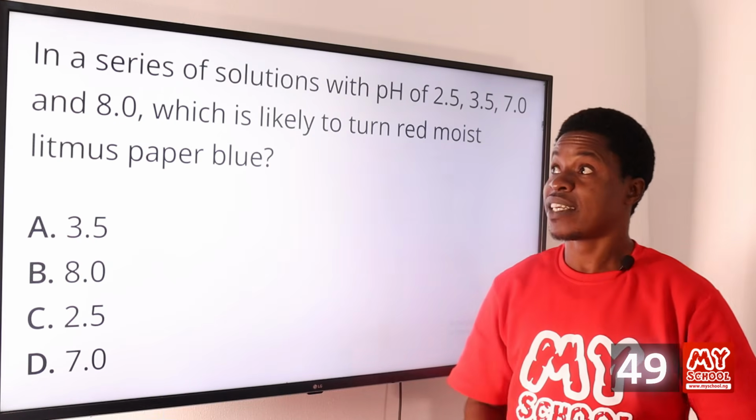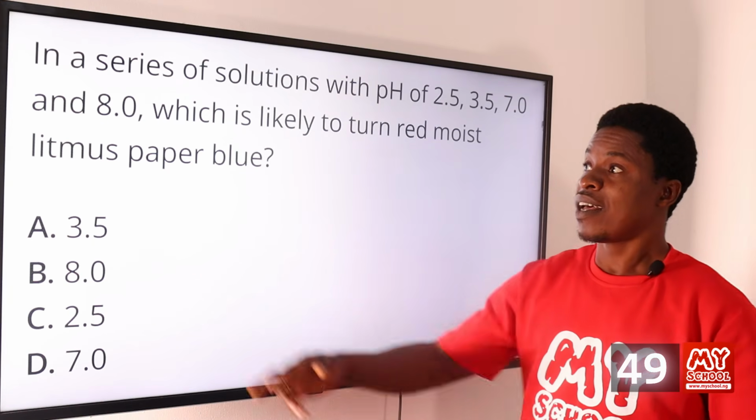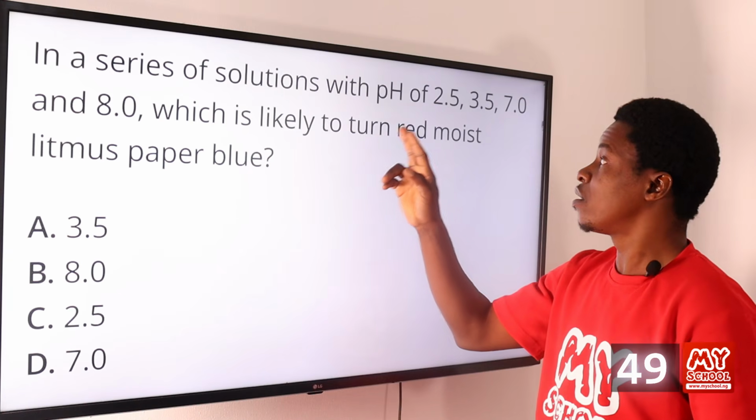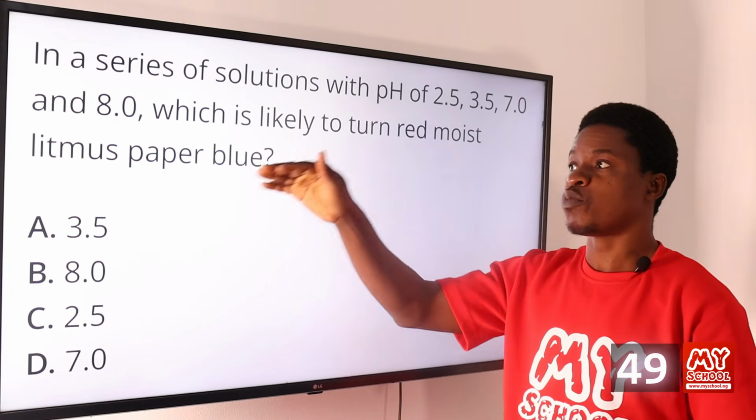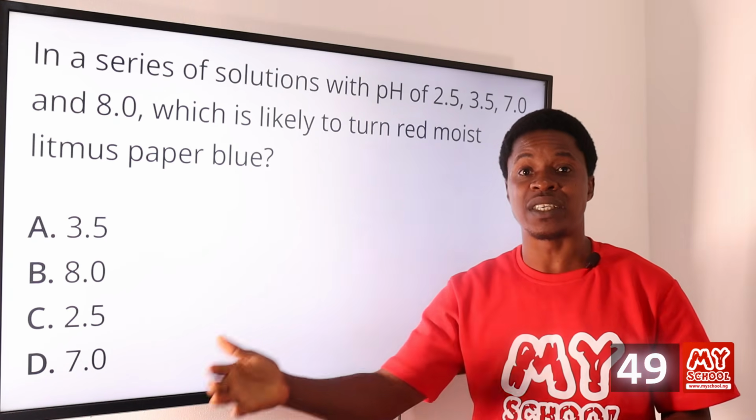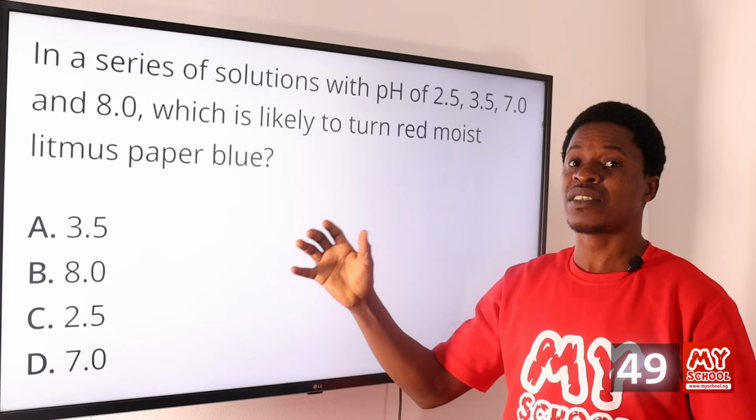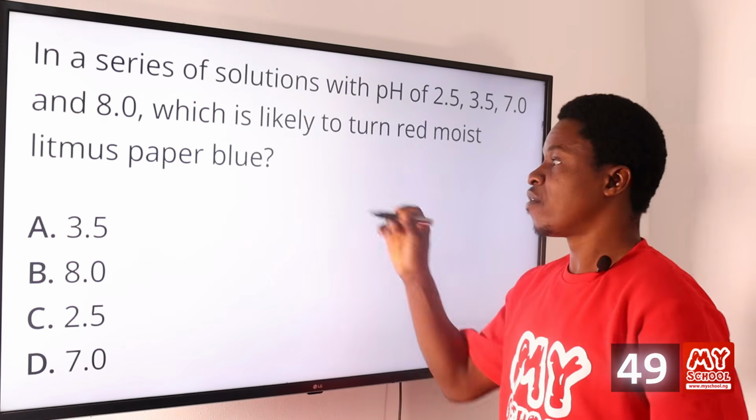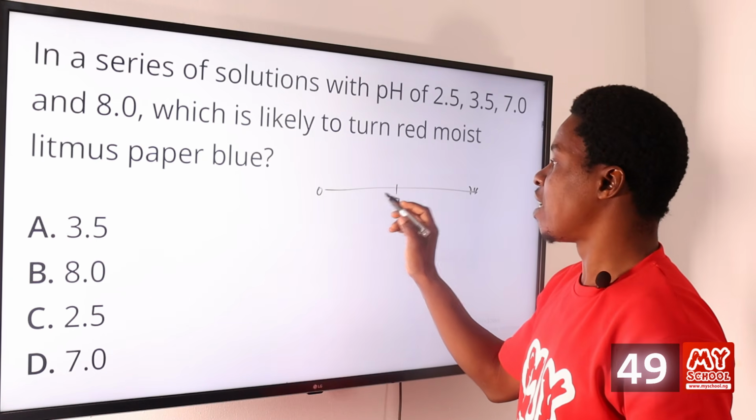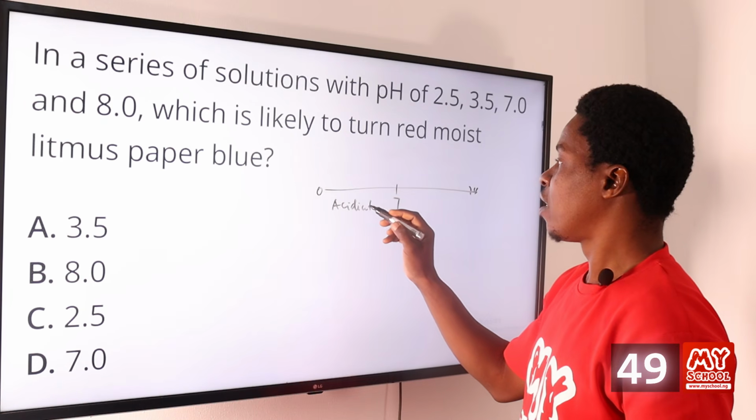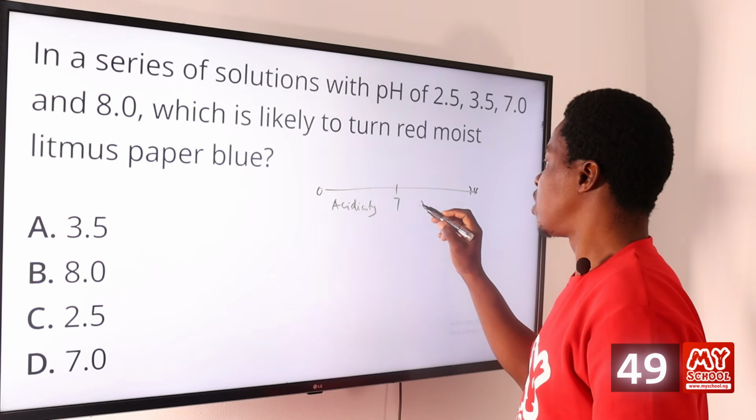On to question number 49. In a series of solutions with pH of 2.5, 3.5, 7.0, and 8.0, which is likely to turn red moist litmus paper blue? Which substances turn red litmus paper to blue? That is alkali. Those are bases. So what we'll be looking out for now is which one has a pH that is basic. Remember that on the pH scale from 0 to 14, this point is 7. From 0 to less than 7 is acidic, while from 7.1 upward to 14, between 8 and so on, is alkaline.